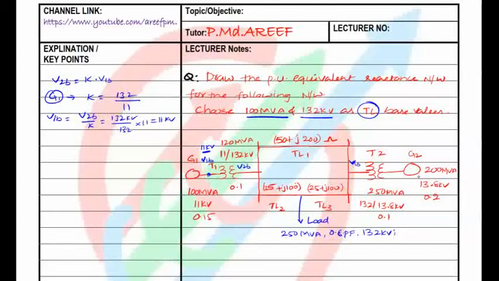Okay. Similarly we have generator 2 here. For generator 2 we use the same formula. They specified V1B and we need to find V2B. So V2B is equal to K into V1B. What is K? K is 13.8 divided by 132, into the V1 base value they have specified, which is 132. So it is 13.8 kV. Okay, so this is the given data. Per unit values with respect to the base values, we're going to calculate for each and every component.